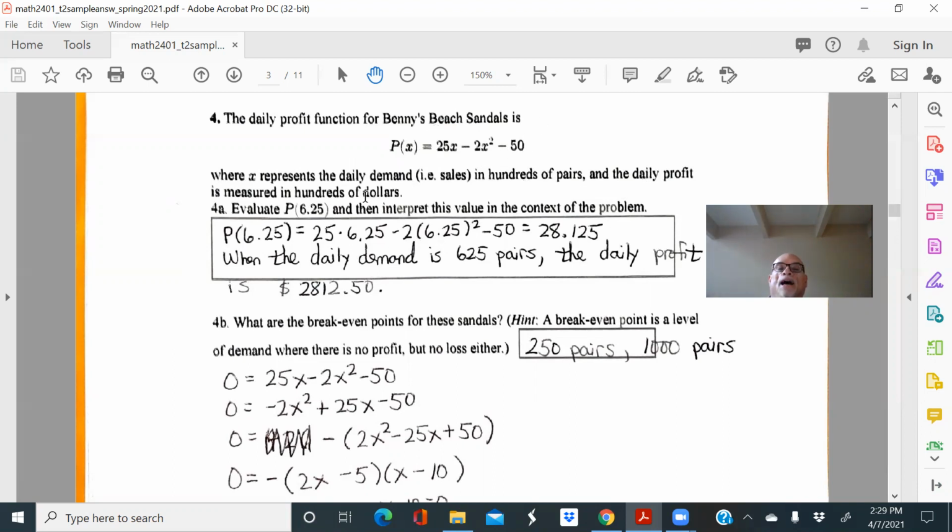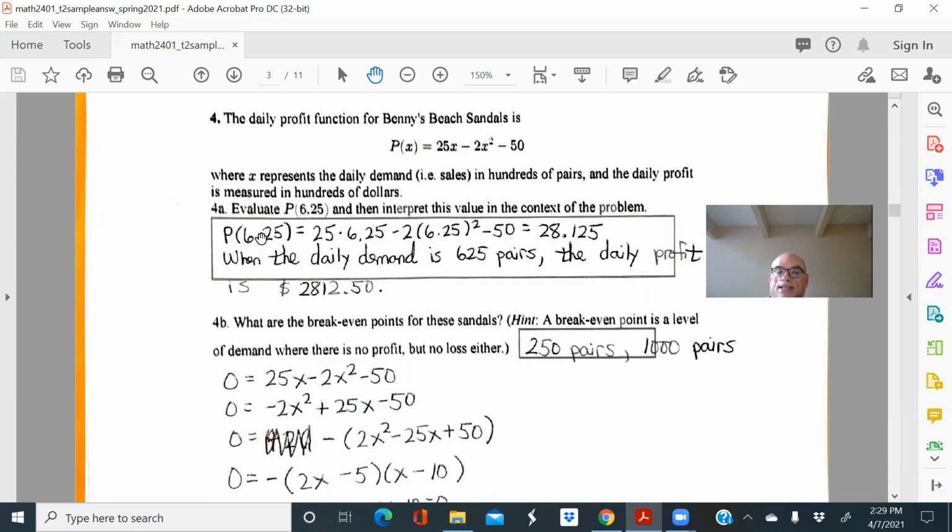Okay, the first question is not really a calculus question. This is more of an algebra question, really more of an arithmetic question. It says, evaluate P(6.25) and then interpret this value. Well, we've been doing this sort of problem from day one, correct? So we just plug 6.25 in for x in our profit function and go through the arithmetic, and you get 28.125, right?